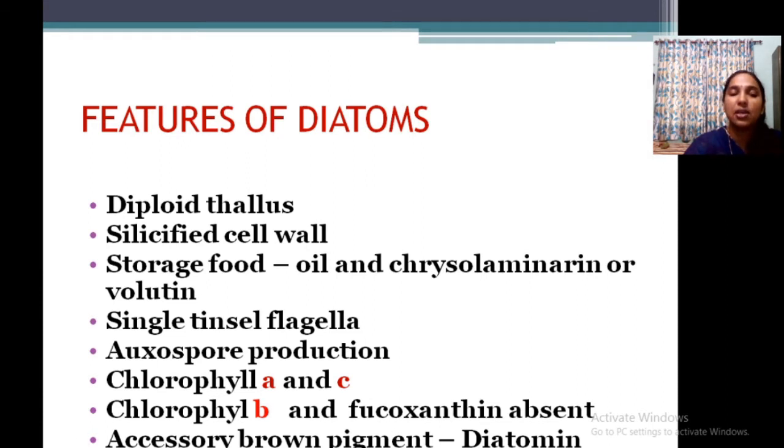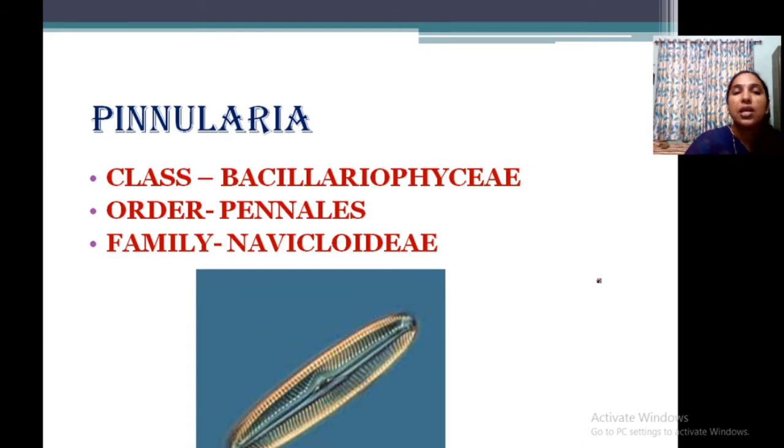So what are the peculiar features of this algae? That is the presence of the silicified cell wall, presence of diatomin, and the storage food materials are oil and chrysolaminarin. These are questions usually asked as multiple choice types. Okay, oil and chrysolaminarin. Clear? Now, the Pinnularia systematic position is order Pennales and family Naviculoideae.